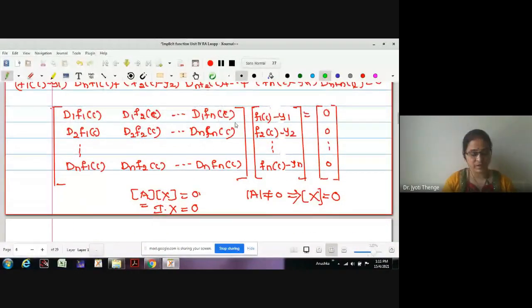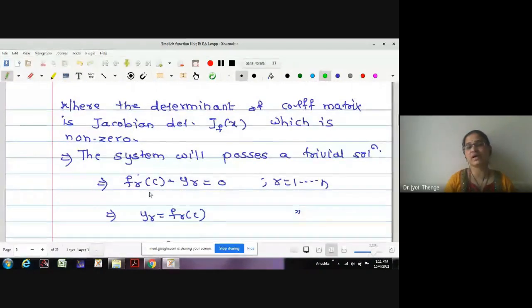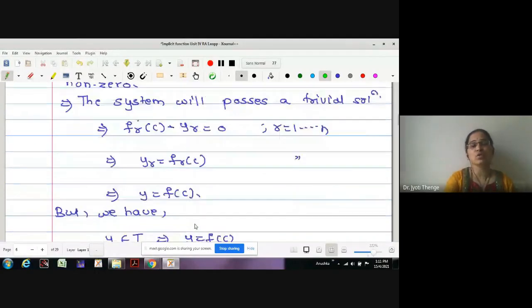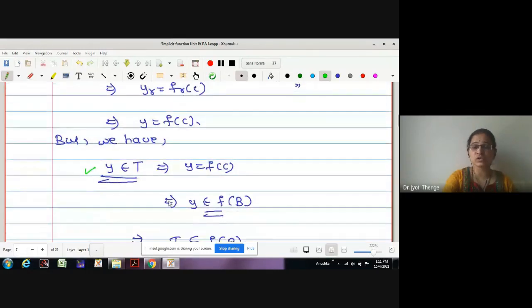This system will possess a non-trivial solution only if determinant A is zero. The determinant of the coefficient matrix in this case is a Jacobian determinant, which is already given to be non-zero. Hence, the system will possess only the trivial solution. Trivial solution means it's a zero solution. Zero solution means the variable f of c minus y is 0, proving y is equal to f of c, proving coordinate-wise equality of the two vectors y and f of c. But we have started with the vector y in T, so y equals f of c implies y is in f of B.